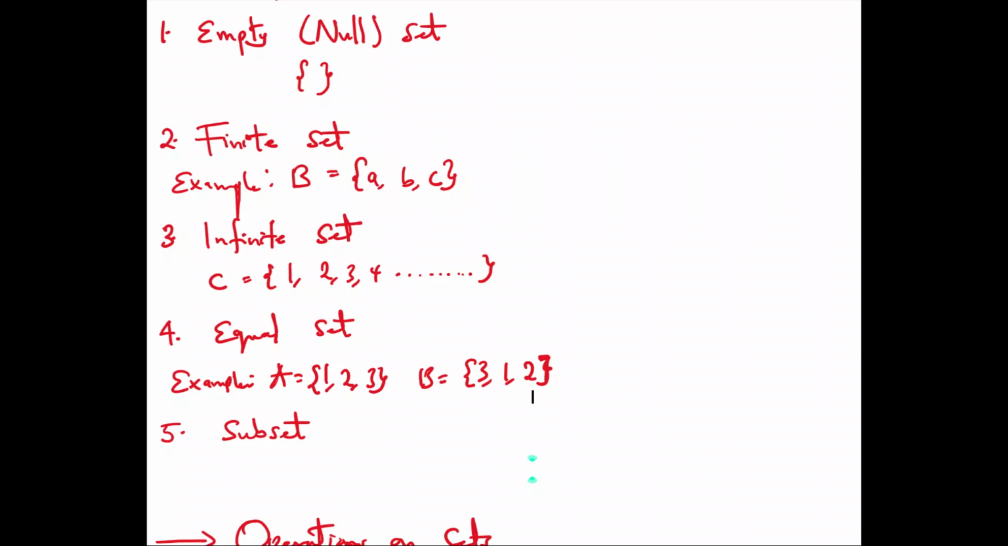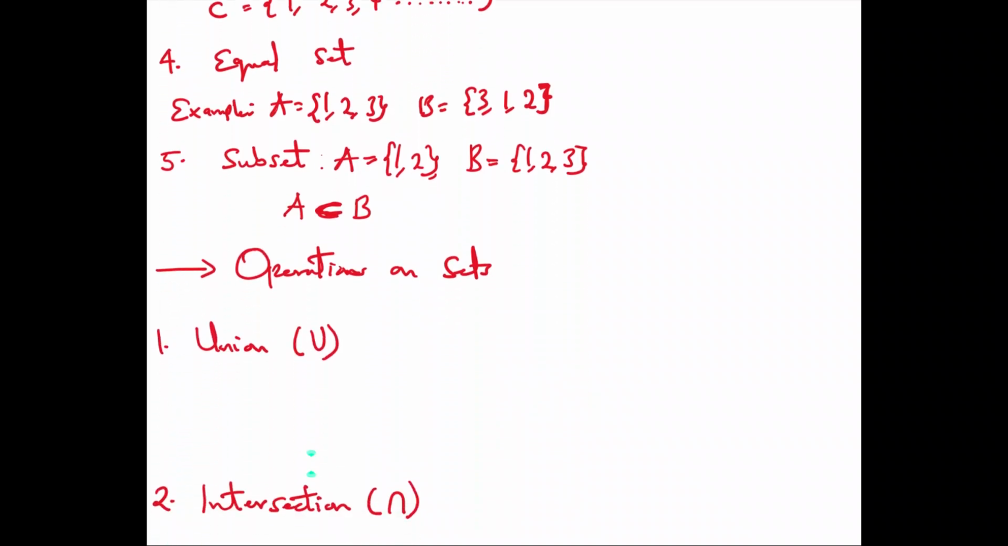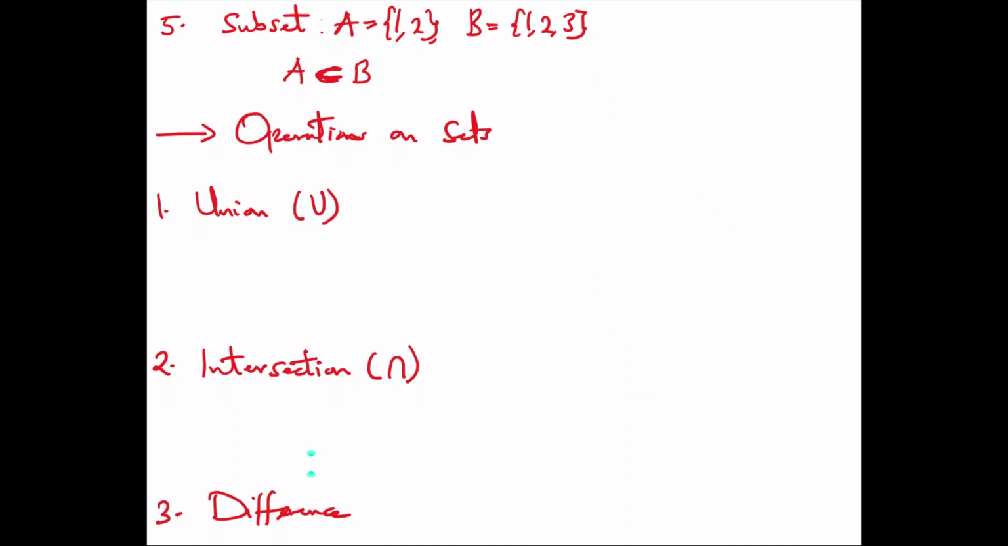And number 5, we have subset. A subset is a set where all elements belong to another set. For example, we have A, which contains 1 and 2, and B, which contains 1, 2, and 3. All the elements in A can be found in B, so we can say that A is a subset of B. We can rewrite it like this: A ⊆ B. It's not a C, but a kind of curved symbol. That's it for types of sets.